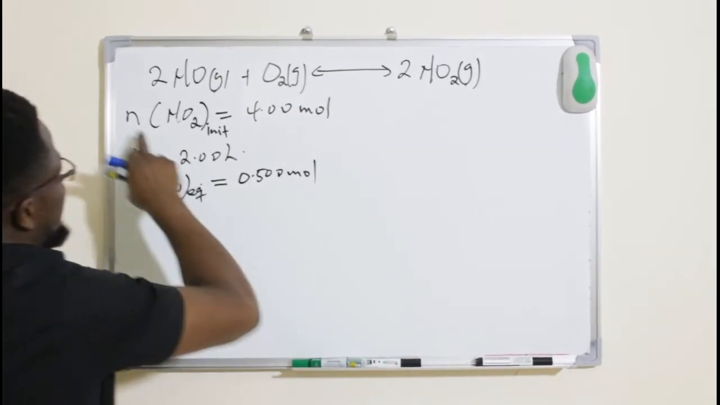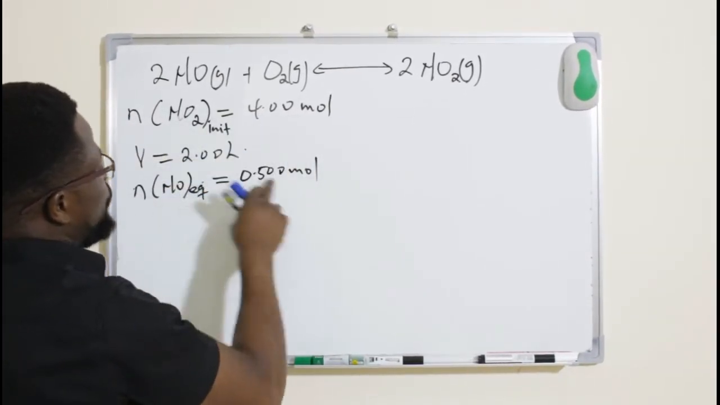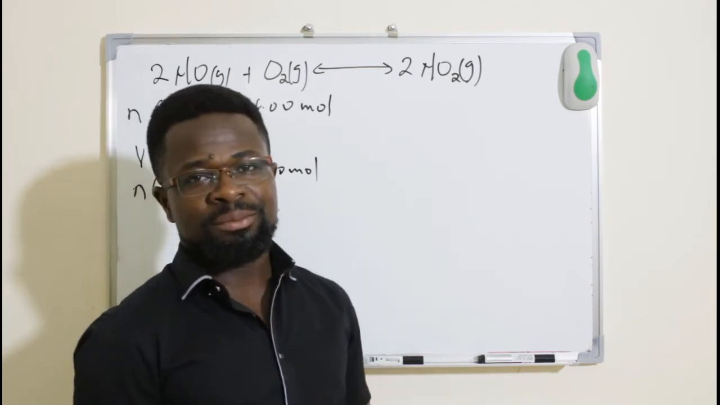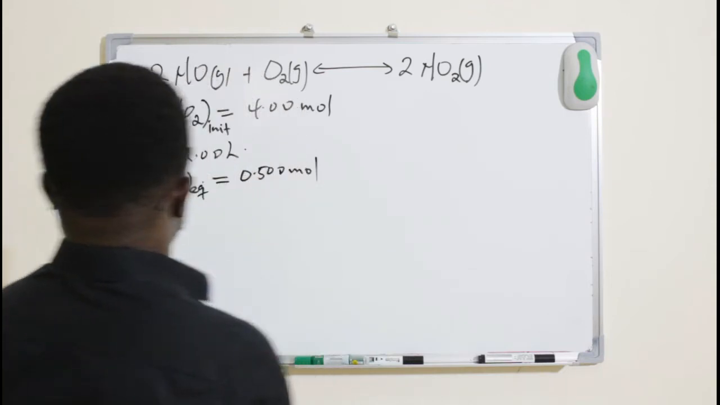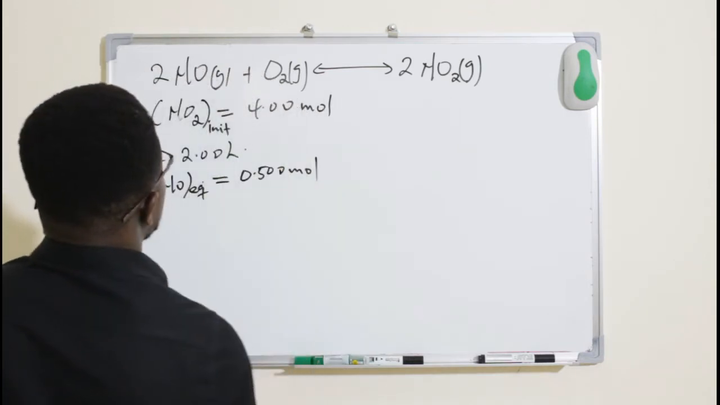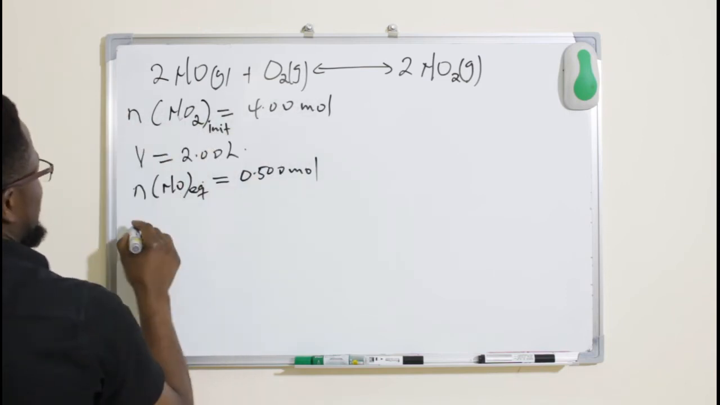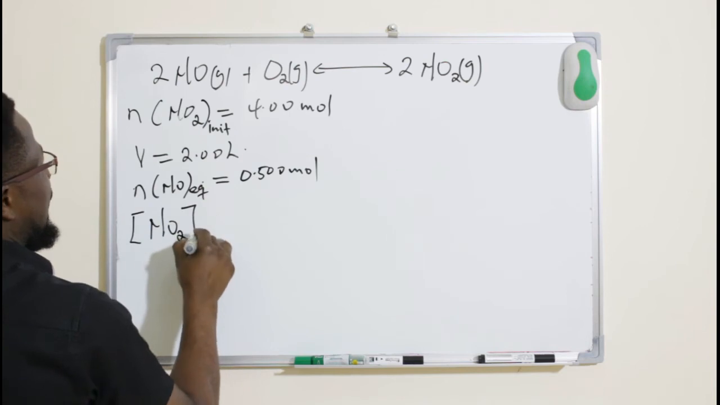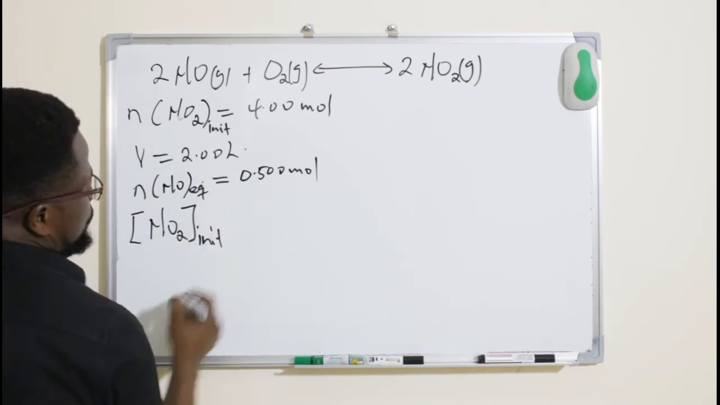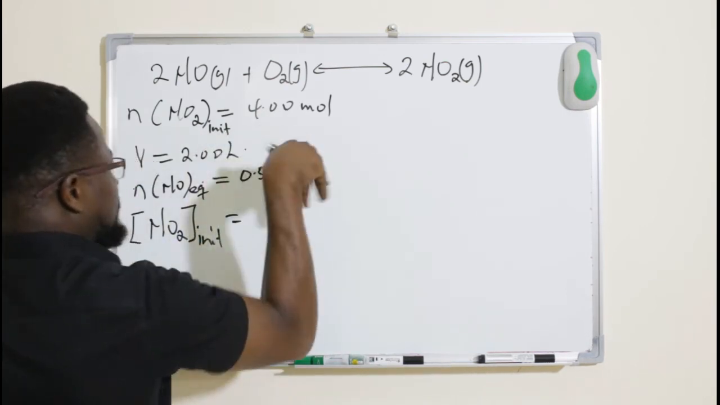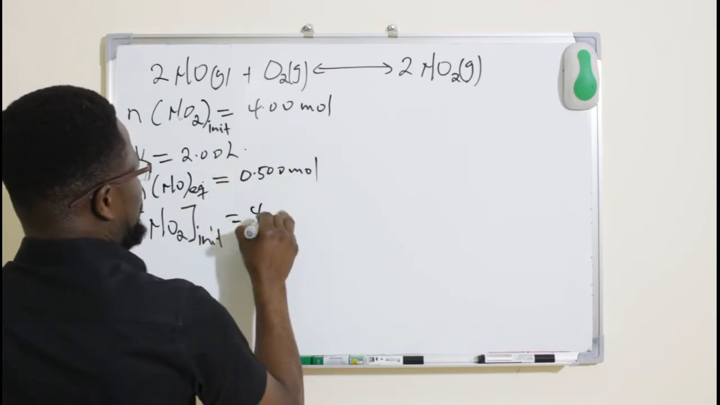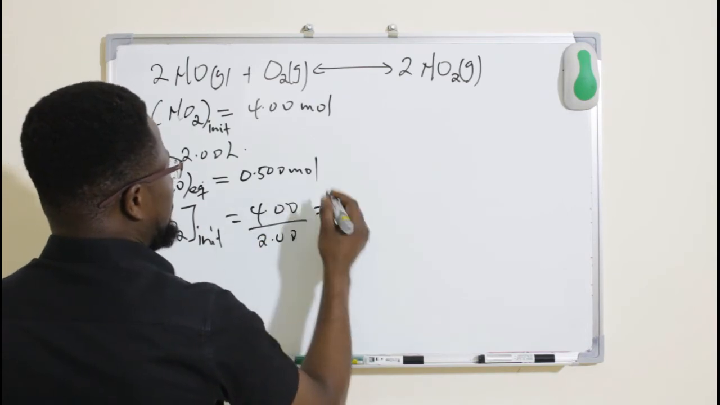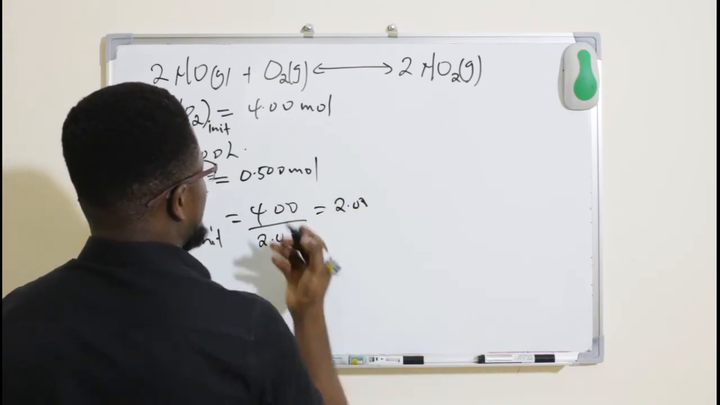Remember, these are in moles, so we need to convert the number of moles into concentration. So to convert into concentration, the first thing is for me to do this one, and that is going to be our concentration of NO2 at the initial stage. It is given to me because this amount was introduced. So that is going to be 4.00 divided by 2.00, and when I do this, I'll get 2.00 molar.